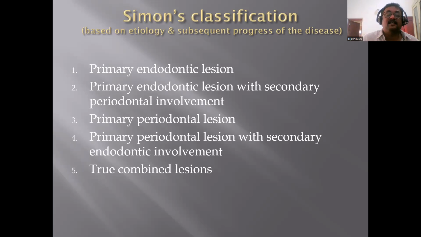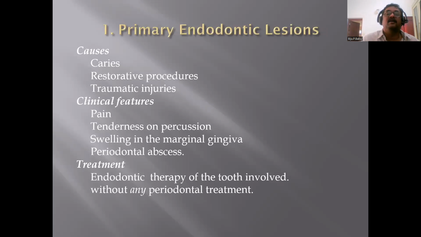And you have another set which is a true combined. So you have both periodontal as well as endodontic problems beginning at the same time, beginning almost together, and then later on they progressed and reached a stage where they have a communication. Here also your treatment should be a combined treatment for both endodontic and periodontal.